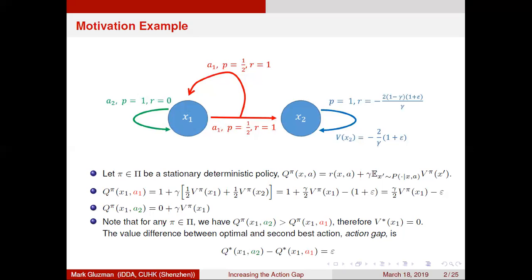You do not want to go to state two because the immediate reward is negative, right? Right. So in state X1, if we choose action A2, we don't get any reward. However, if we choose A1, we get immediate reward one, $1. Yes, immediately. There is a risk that we get to the state X2 and then we will be stuck there forever.